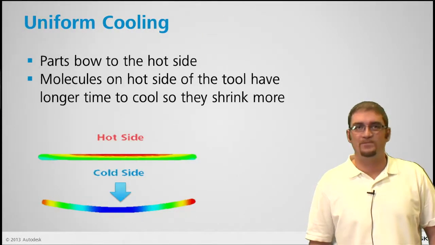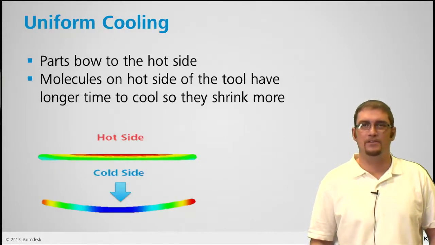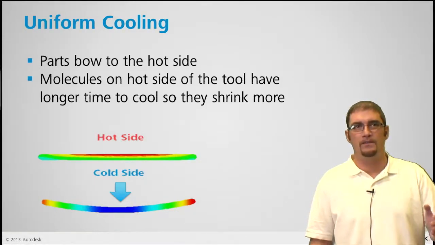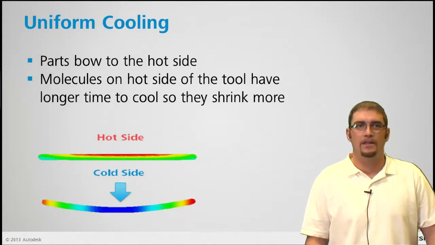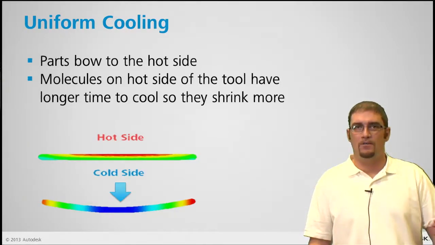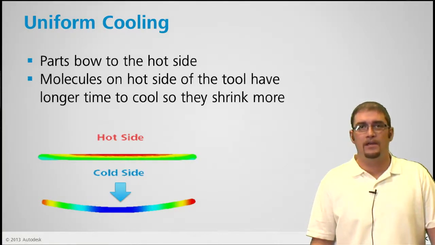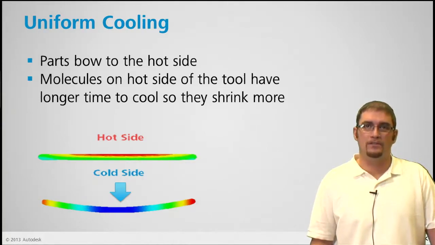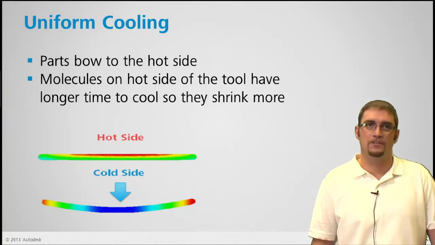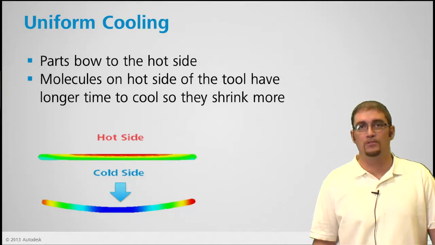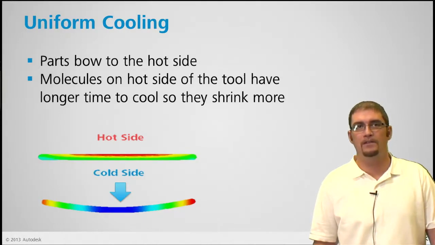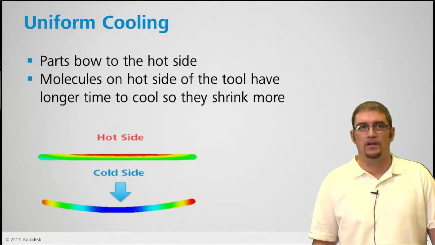Uniform cooling. We want to keep an eye on this for several reasons. So in this example, you can see that we have a flat plate. It's hot on one side and cooler on the other. And what happens is that warmer side is allowed more time to shrink. So we get kind of a tensile force there, and it bows towards the warm side. So we want to try to avoid this and be mindful of this at least.